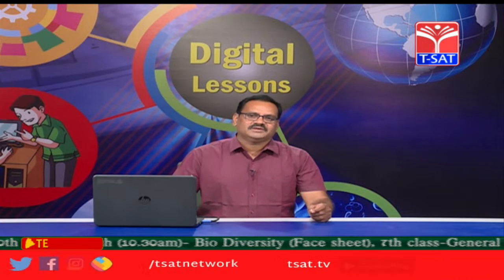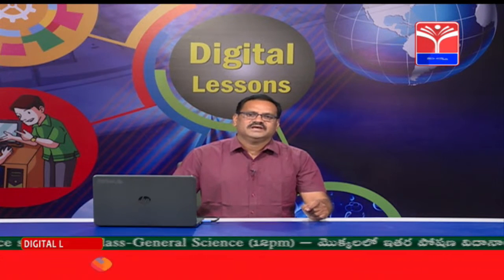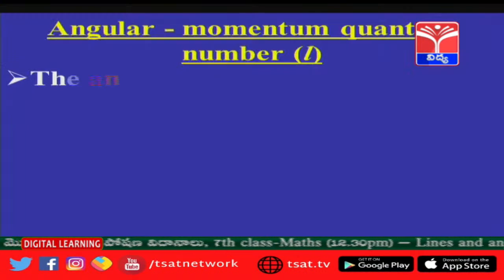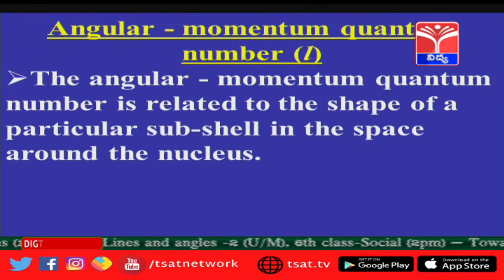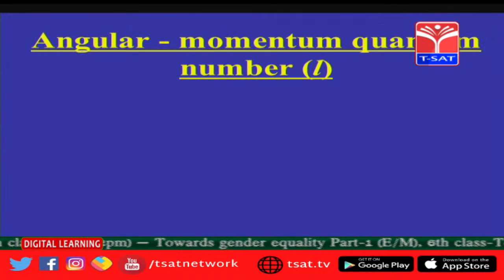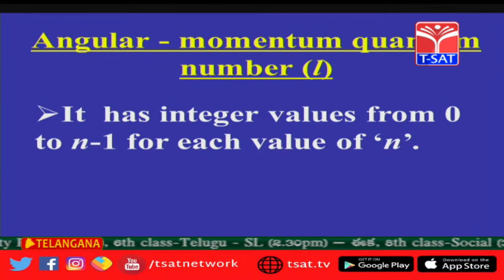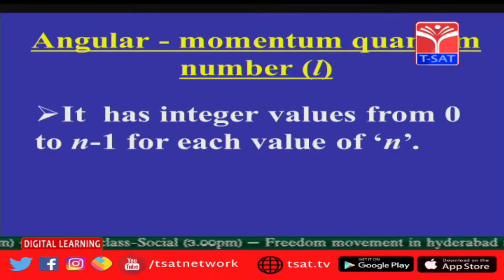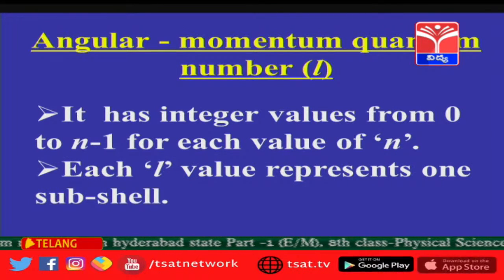The second one is the angular momentum quantum number. It was introduced by Sommerfeld. It is also called the azimuthal quantum number, and it is represented by l. The angular momentum quantum number is related to the shape of a particular subshell in the space around the nucleus. It has integer values from 0 to n minus 1 for each value of n. Each l value represents one subshell.